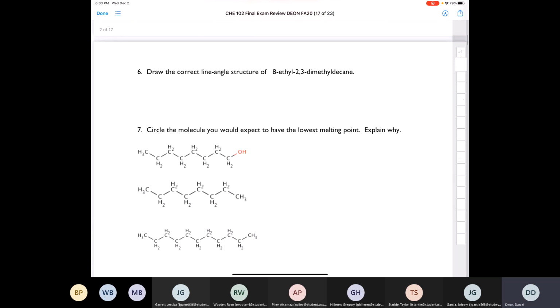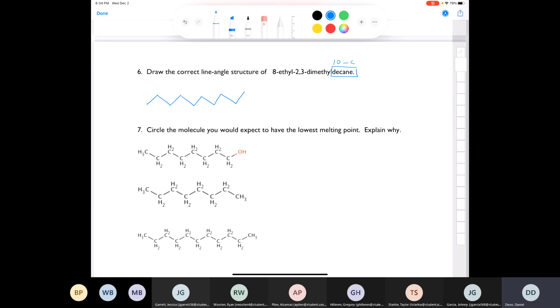Number 6, draw the correct line angle, which is the same thing as bond line, structure of 8-ethyl-2,3-dimethyldecane. So our parent is decane. That means it's got 10 carbons. So let's just do this. When our pen touches the page or touches the screen, that's the first carbon. So 1, 2, 3, 4, 5, 6, 7, 8, 9, 10, like this. On carbons 2 and 3, we have methyl groups. And on the 8th carbon, we have an ethyl group like that. There we go. And there's the structure of our compound, 8-ethyl-2,3-dimethyldecane.